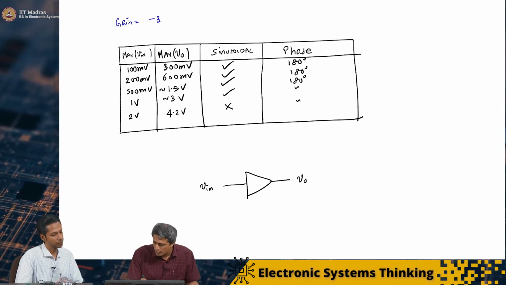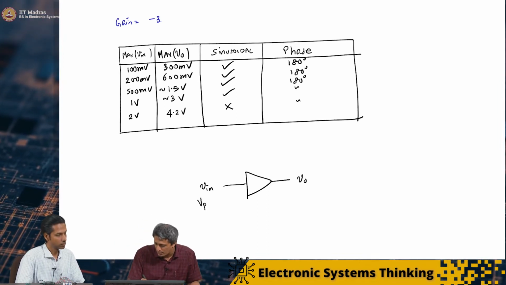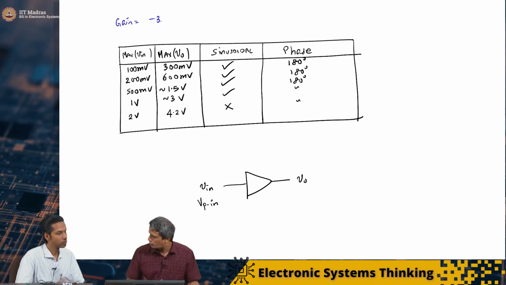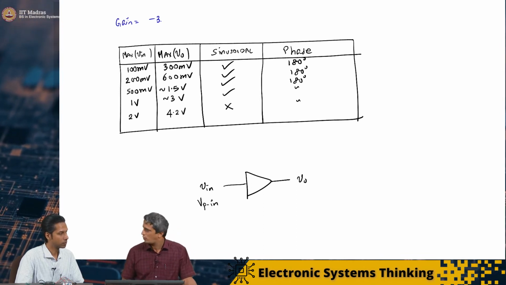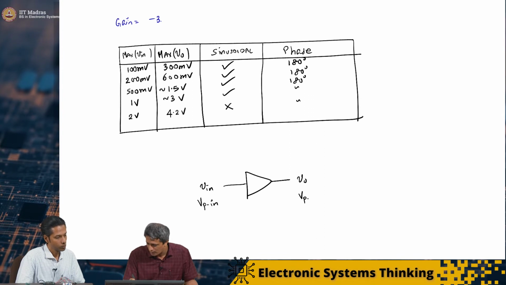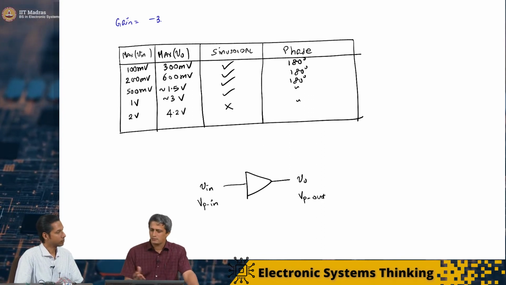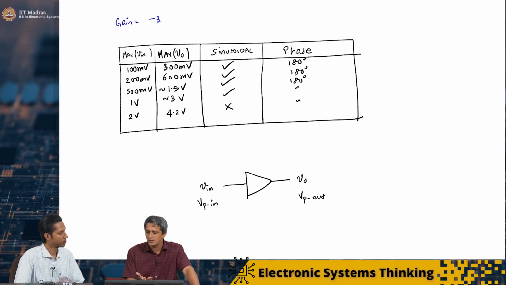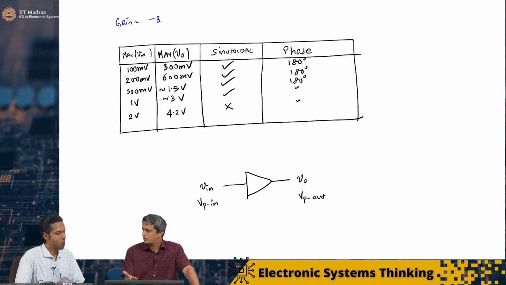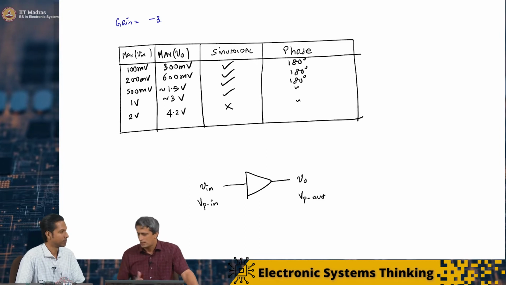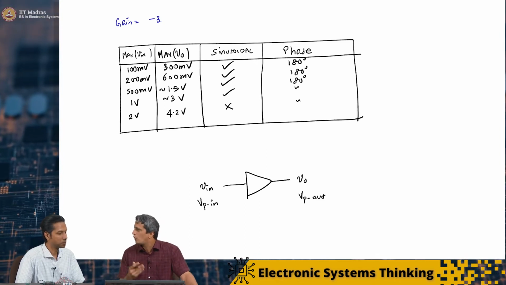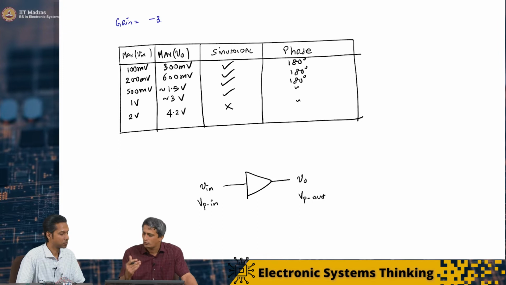So there is one peak value, V peak of input, which is what we plotted in column 1. There's a V peak of output. And it seemed that changing Vp in affected Vp out, and that's all there was. There was no other factor that was going to affect this.